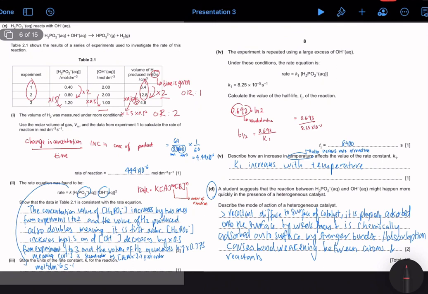State the units of the rate constant k for the reaction. Again, the unit is fairly simple. Usually it's mole per decimeter cube per second, but this time around we got mole to the power of negative 2, decimeter to the power of 6, per second.